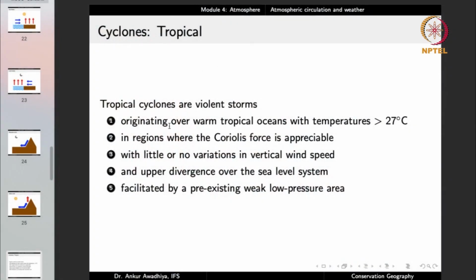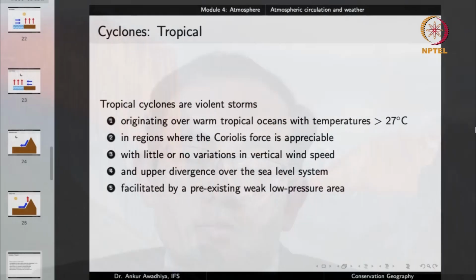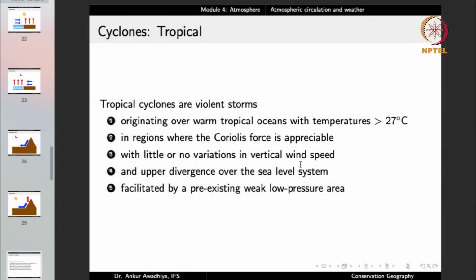So tropical cyclones originate over warm tropical oceans in regions where the Coriolis force is appreciable, because of which the winds go round and round, with little or no variations in vertical wind speed. Otherwise, it would have led to a balancing of the air pressures and upper divergence over the sea level system. So the warm air that is rising up has to go somewhere. So it diverges in the upper layers of the atmosphere.